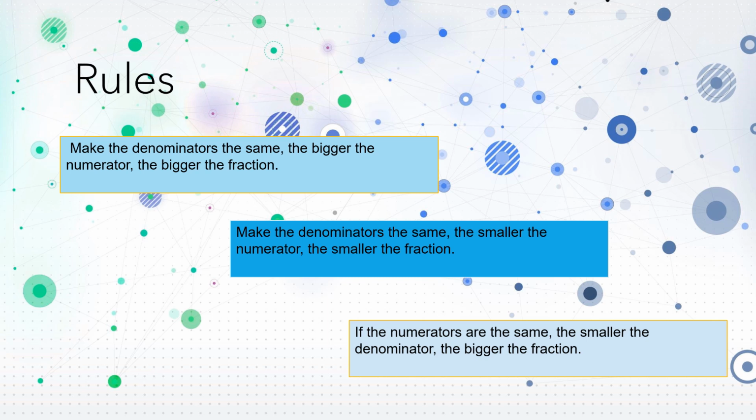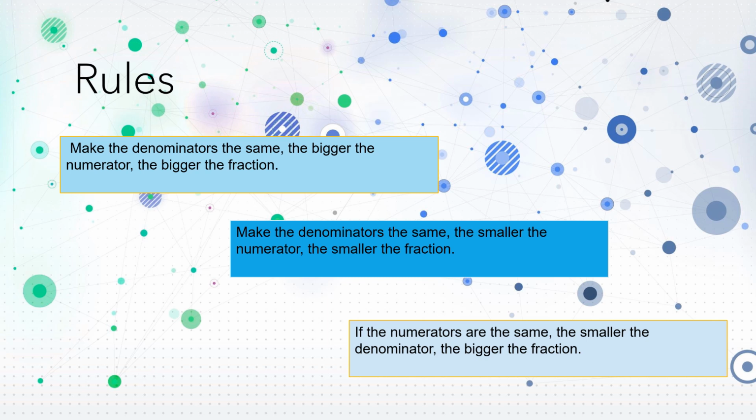Then the bigger the denominator, the smaller the fraction; the smaller the numerator, the smaller will be the fraction. And the third rule is if the denominators are the same. There will be basically two cases. In the first case, the denominators are the same, then the higher the numerator, the higher the fraction, and the smaller the numerator, the smaller the fraction. The other case is if the numerators are the same, then the smaller the denominator, the bigger the fraction. So this is the opposite of the first rule.